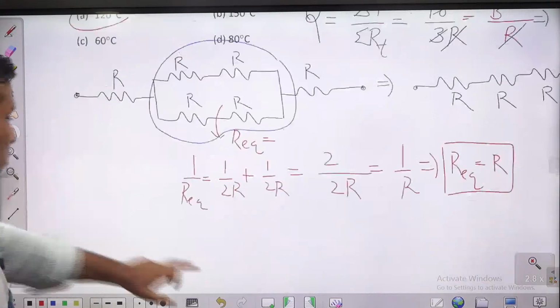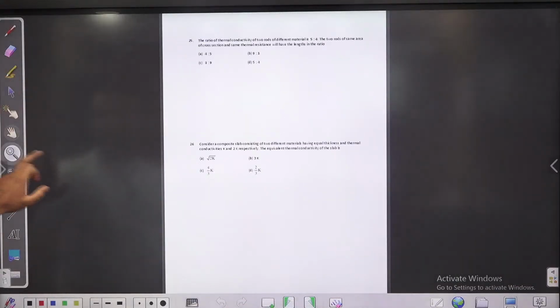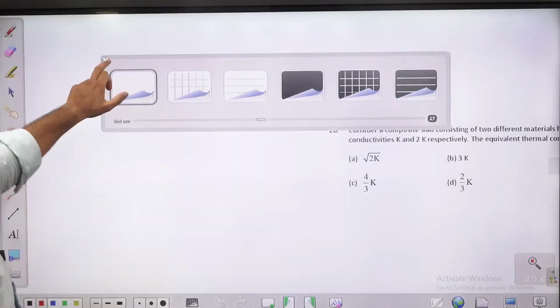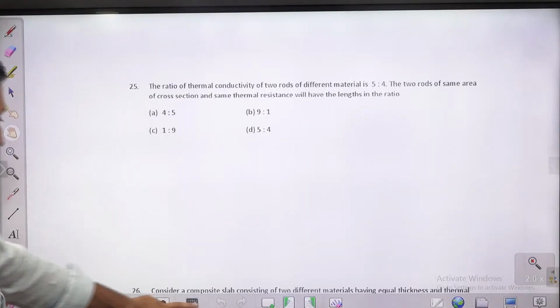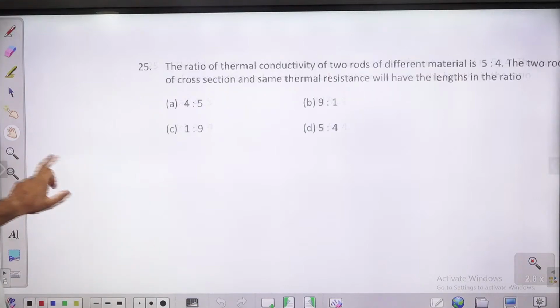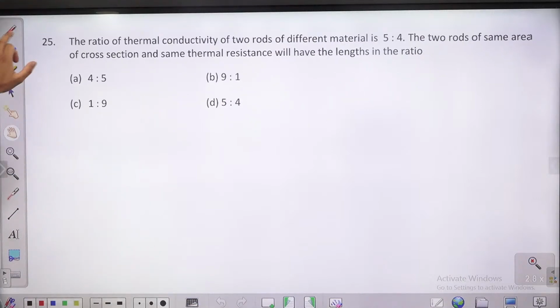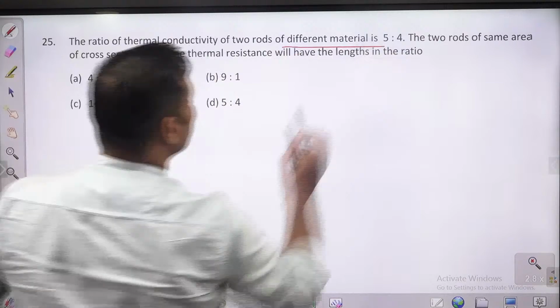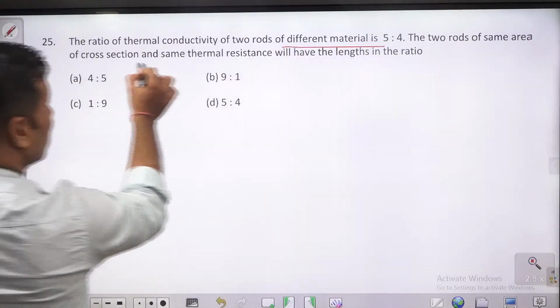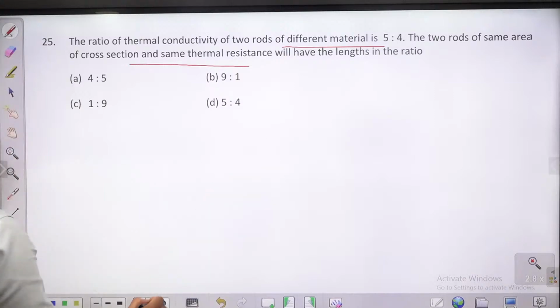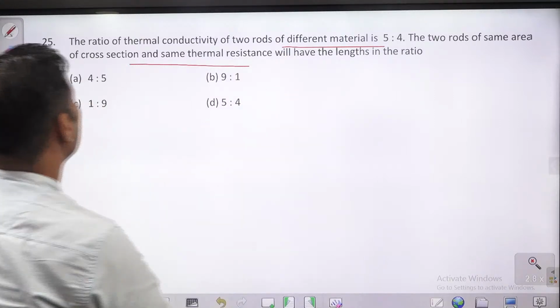Let us move to the next question, question number 25. The ratio of thermal conductivity of two rods of different material. The conductivity of the two rods is in this ratio. The rods are of the same area and the same thermal resistance. What will be the length ratio? He is asking for the length ratio of both.